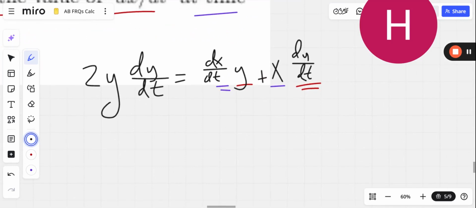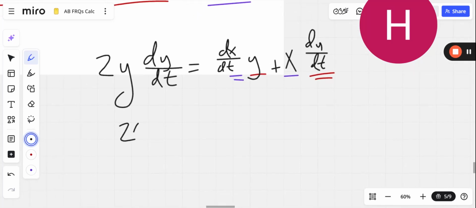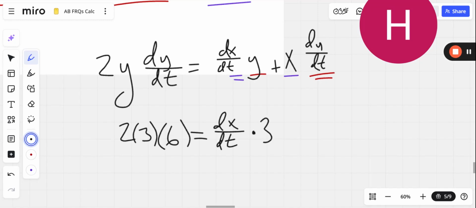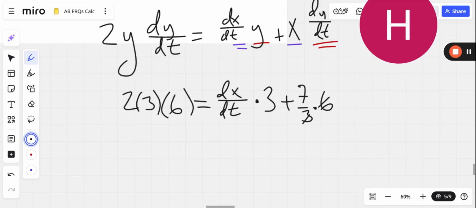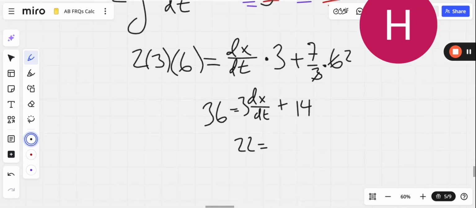You don't have to isolate the dx/dt if you don't want to. You could just plug things in and everything else will just fall into place. So 2 times 3 times 6 equals this thing we're looking for, times 3, plus we determined that x is 7/3, and again dy/dt is 6. So that's kind of nice. It's times 2. So this is 14 equals 36 3 dx/dt. So 22 over 3 is our dx/dt.